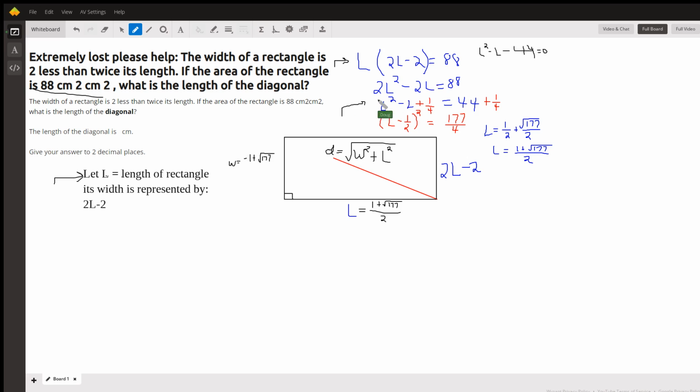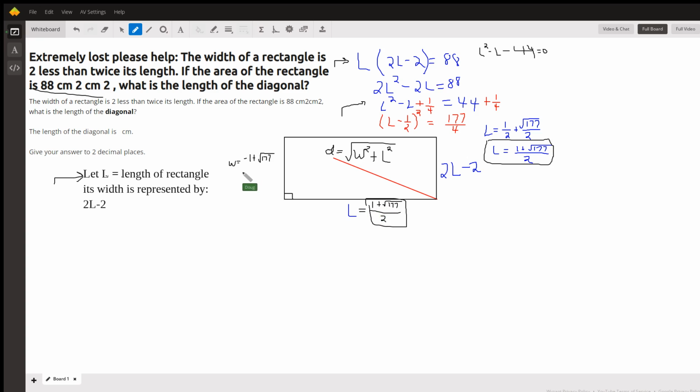Since the leading coefficient is a 1, half of minus 1 is minus a half, squared is a fourth, so add a fourth to both sides, and then rewrite this as a binomial squared, and take the square root of both sides. We'll reject the minus square root because that would give us a negative number for the length. And so there's the value of L, an exact value: 1 plus the square root of 177 over 2. And that's what the quadratic formula would give you also. So there's L.